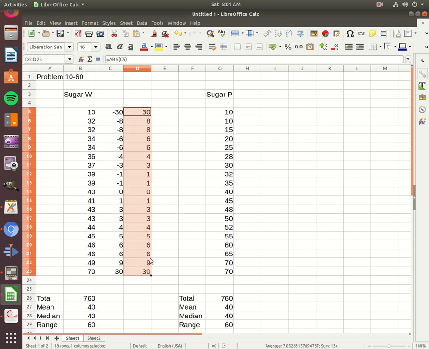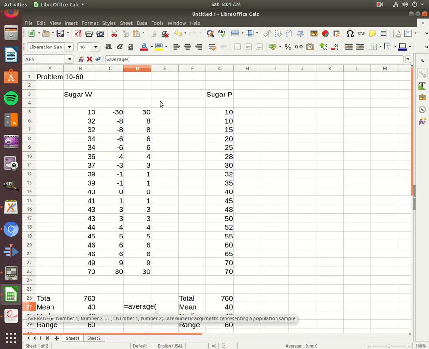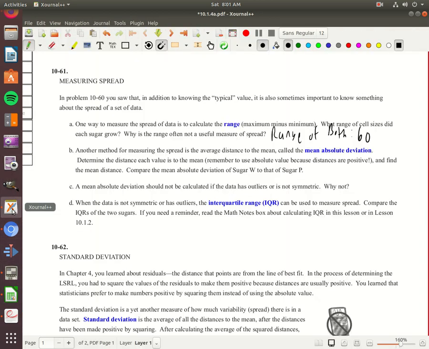And what we wanted was the average of these. So we're going to say equal average of these numbers ends up equaling 7.05. So for sugar W, we're going to end up at 7.05 for the mean absolute deviation. So sugar W is going to be 7.05. Sugar P, we'll go back over here.